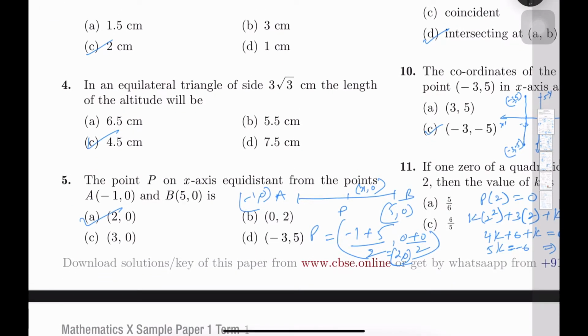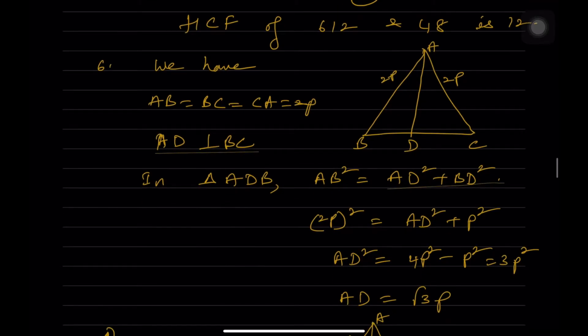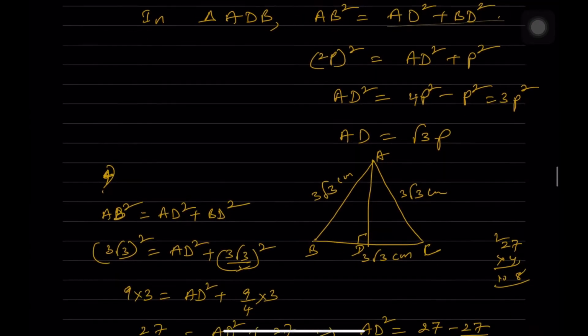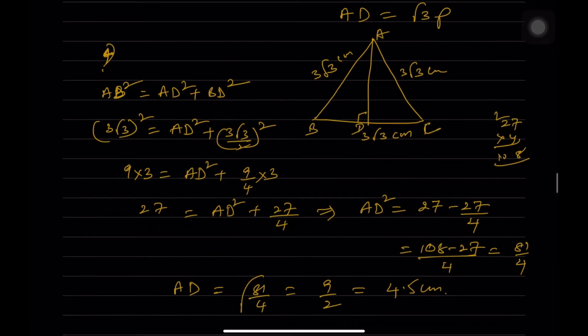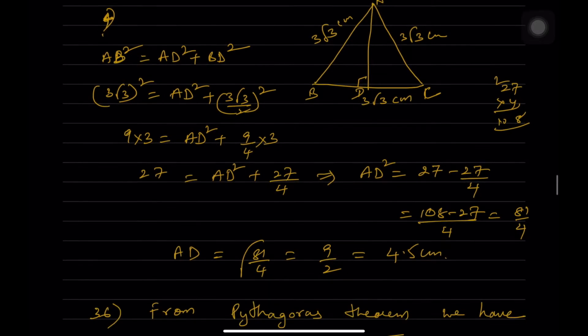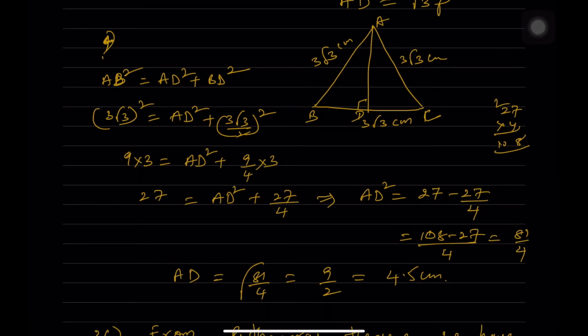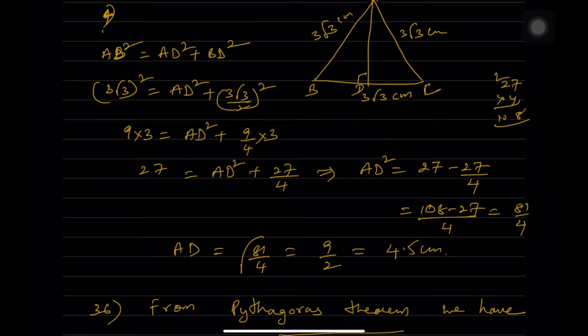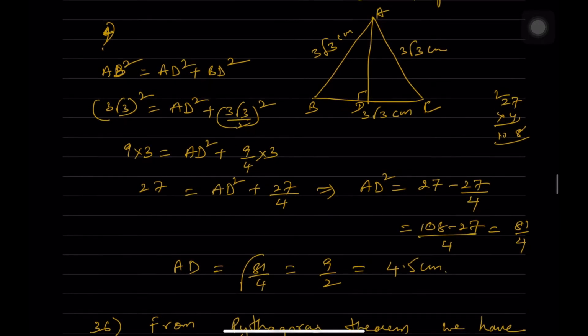In the fourth one: in an equilateral triangle of side 3 root 3 centimeters, the length of the altitude will be how much? Now in this equilateral triangle, I'll just go into one of the notes to show you this. You have an equilateral triangle ABC of side 3 root 3, so all the sides are equal. Now you draw an altitude AD. This angle is 90 degrees, so this becomes a right angle triangle.